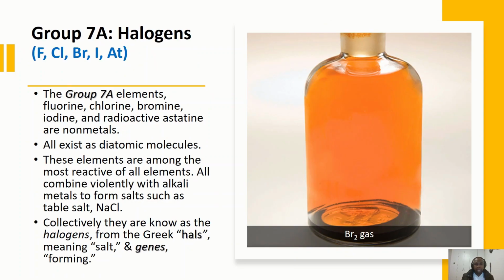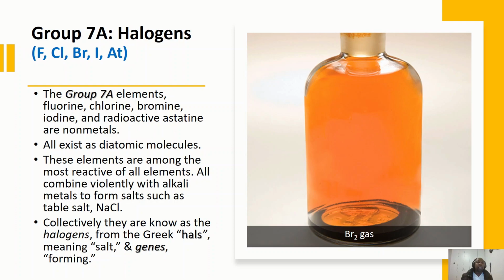Group 7 are the halogens: fluorine, chlorine, bromine, iodine, and astatine. Most of them, or let's say all of them, are non-metals. All exist as diatomic molecules. If you refer to the previous slide that we did on polyatomic molecules, you see that all of them are always diatomic molecules.